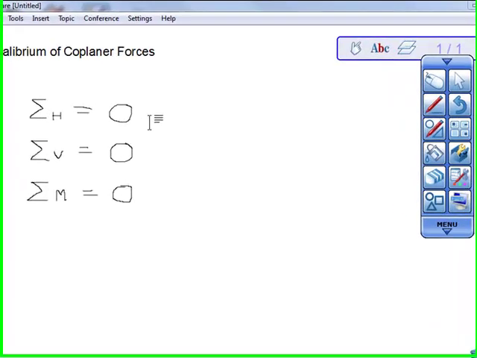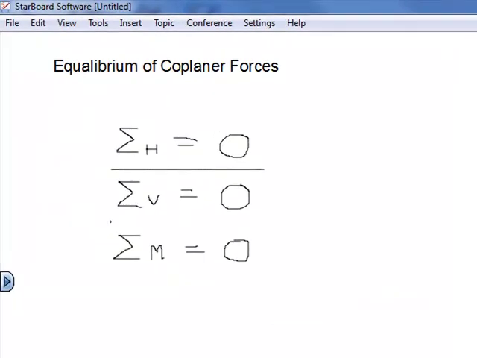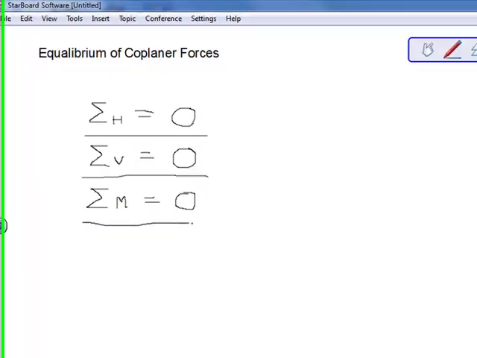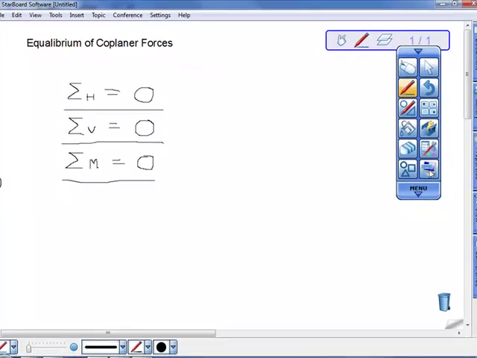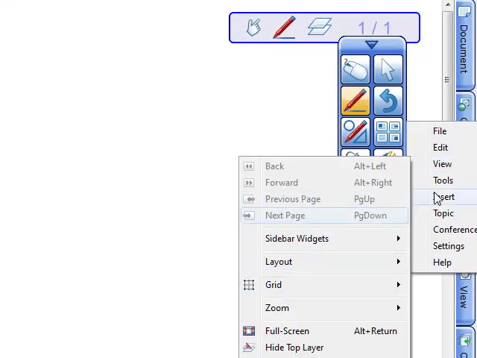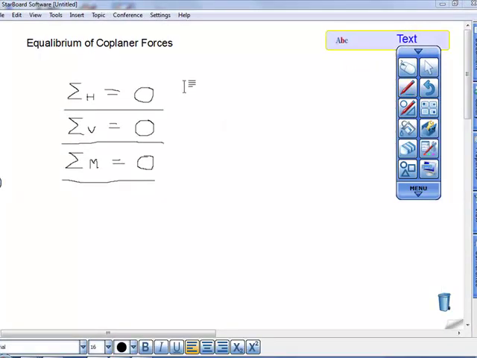Here's my demonstration of the moment problem. The sum of all the horizontal forces must be equal to 0. The sum of all the vertical forces must be equal to 0. And the sum of the moments must be equal to 0. That is the key. So I'm going to go through this with you and explain it to you.